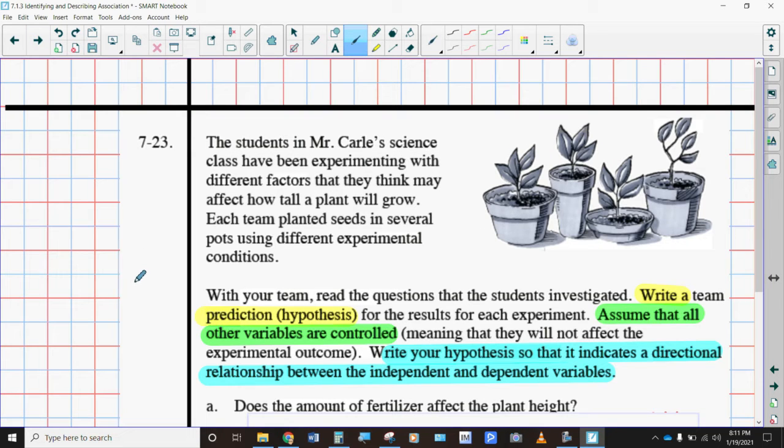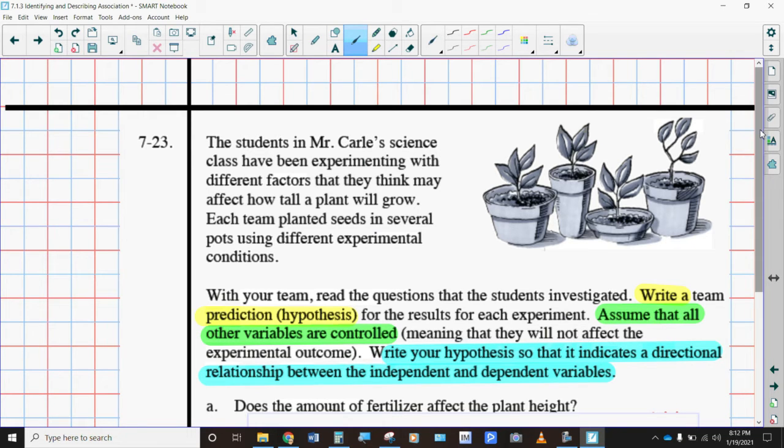All right, so here's the situation. The students in Mr. Carl's science class have been experimenting with different factors that they think may affect how tall a plant will grow. Each team planted seeds in several pots using different experimental conditions. With your team, read the questions that the students investigated. You're going to write a team prediction or hypothesis for the results of each experiment. Assume that all the variables are controlled, meaning that they will not affect the experimental outcome. Write your hypothesis so that it indicates a directional relationship between the independent and dependent variables.